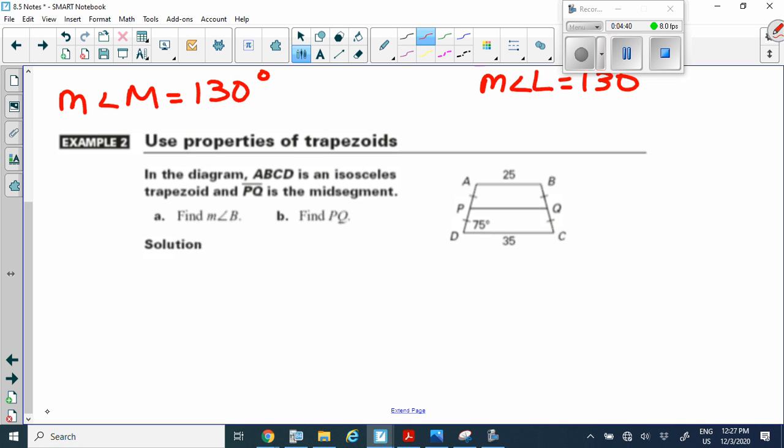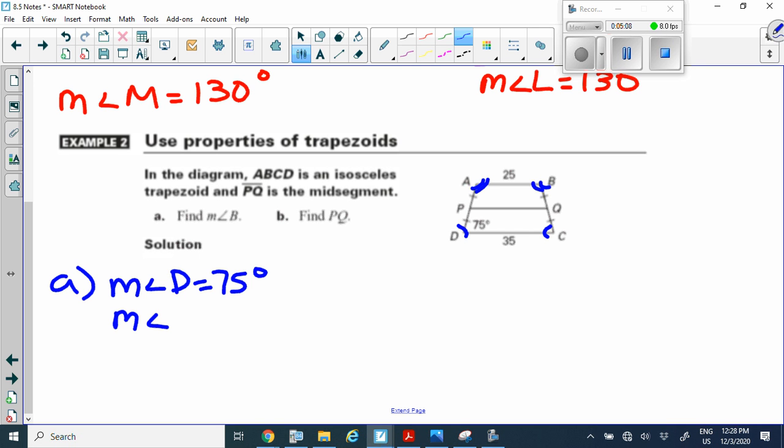So for part A, we're going to find the measure of angle B. We know this amount, and we know the sides are basically there. Okay, so to find the measure of angle B, we know for part A that the measure of angle D is 75 degrees. They give that to us in the picture. What we also know is that since D and C, those two angles, are congruent, C is also 75 degrees. Now don't forget that along the legs, the angles add up to 180 degrees. They're supplementary.